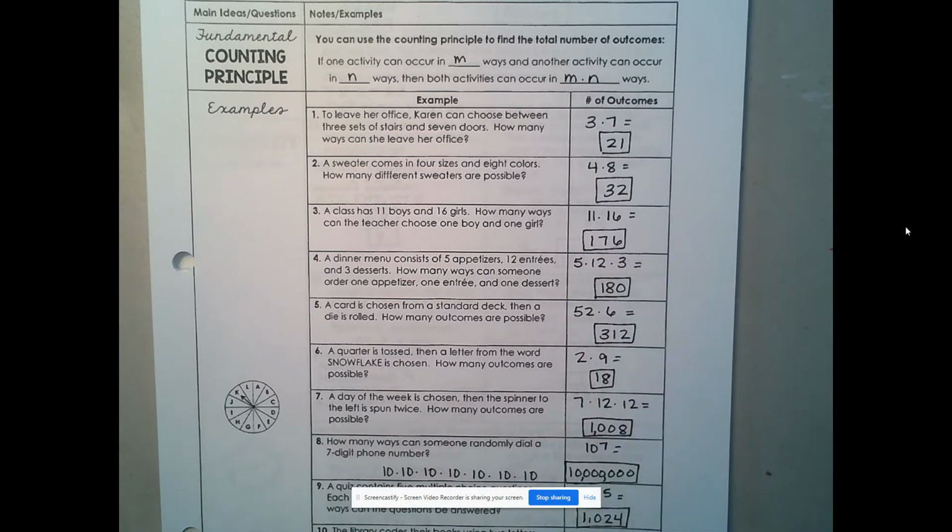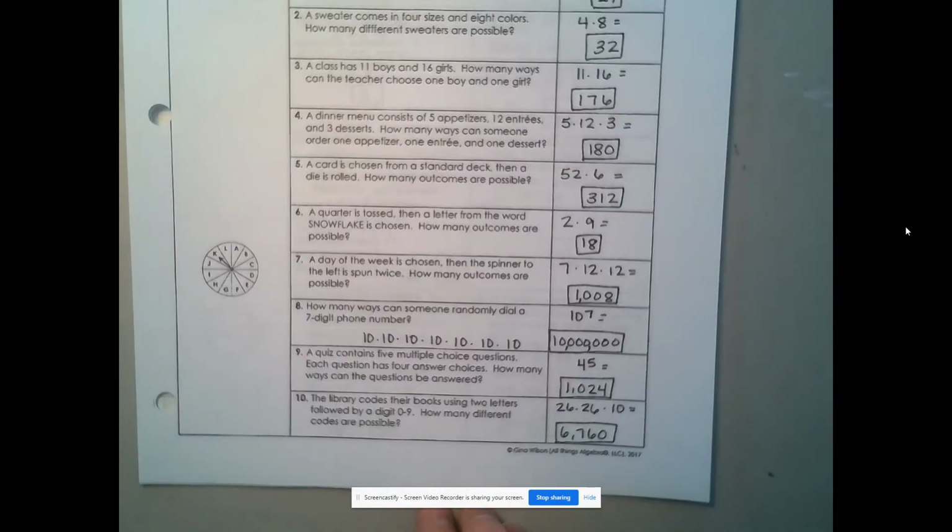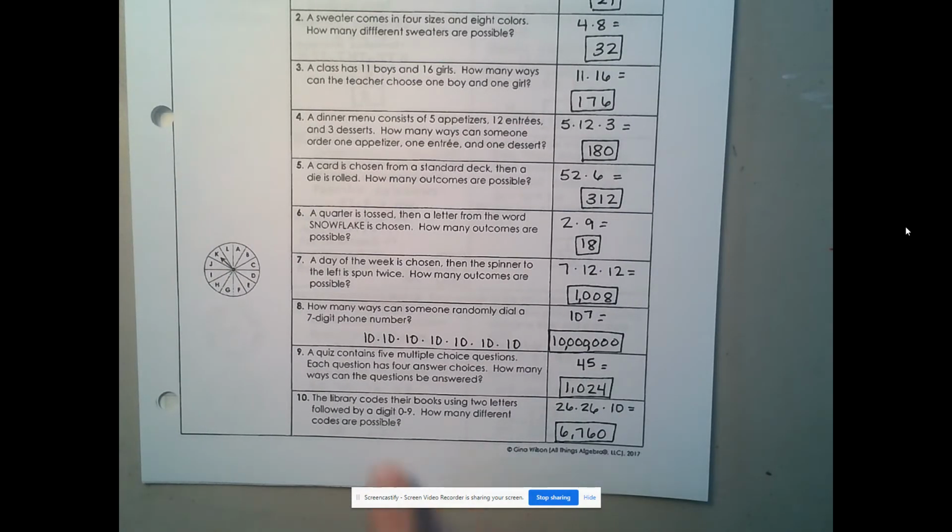Now, I can go down through the rest of these. They are, I would say, pretty self-explanatory. I think it gets a little bit tricky maybe when you get to, say, a quiz contains 5 multiple choice questions. Each question has 4 answer choices.